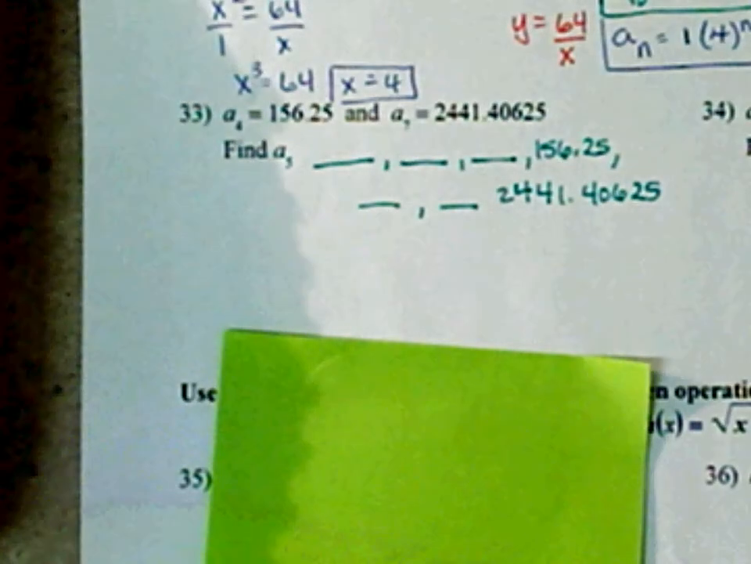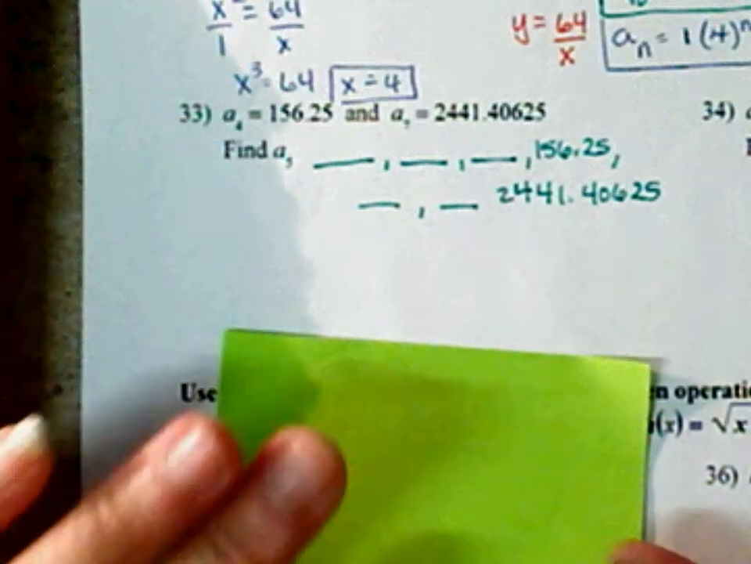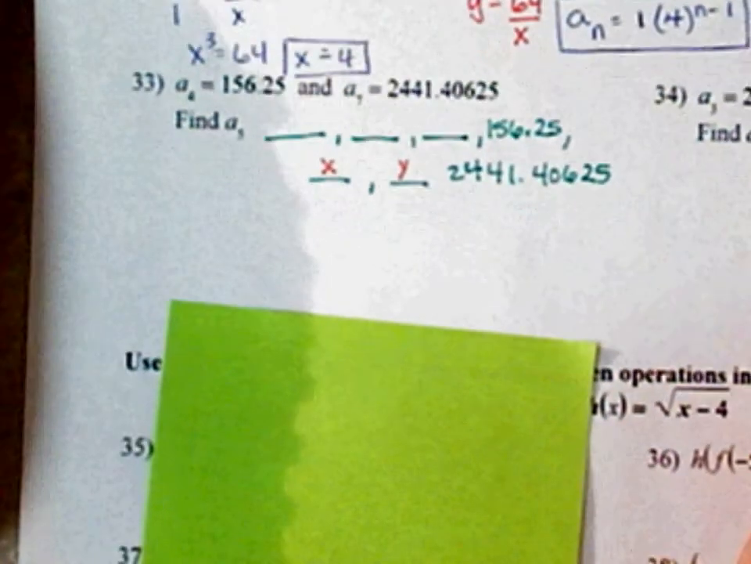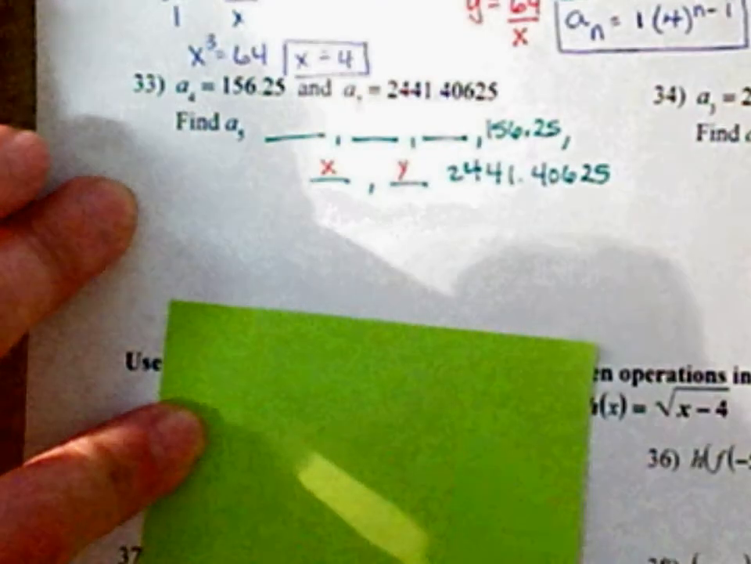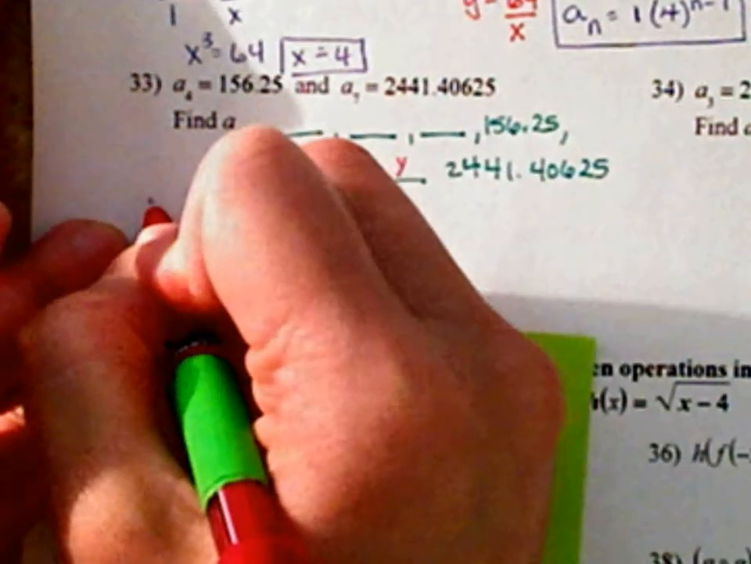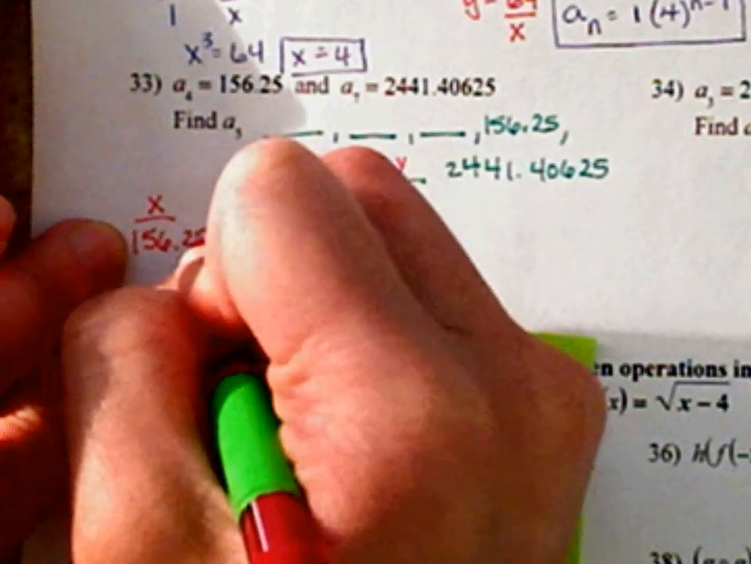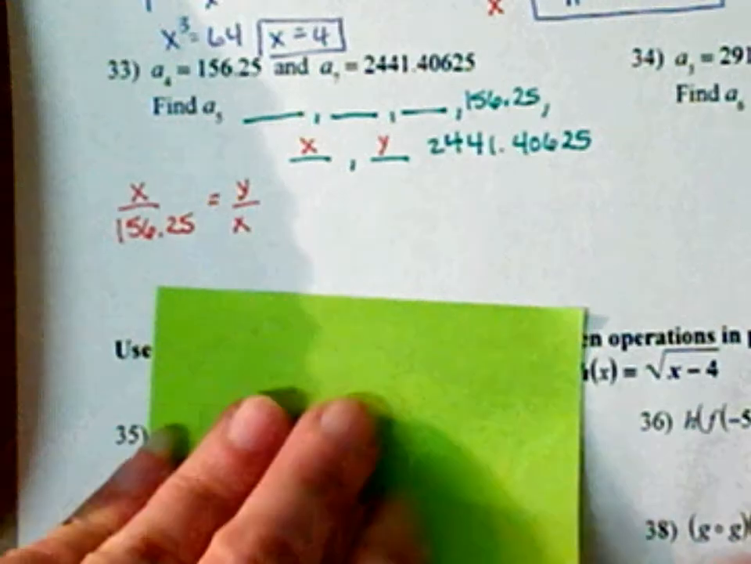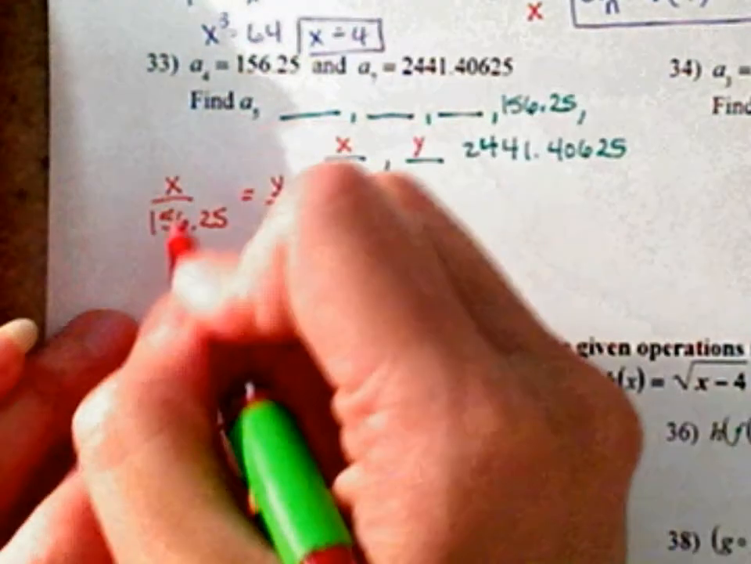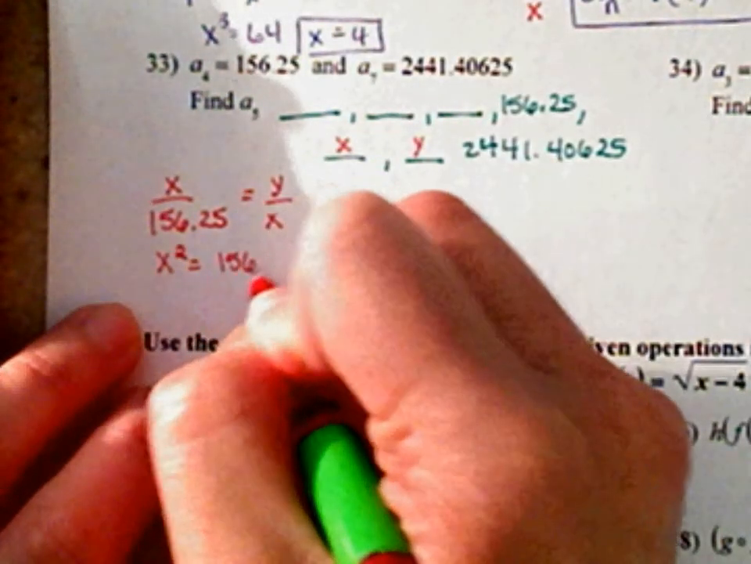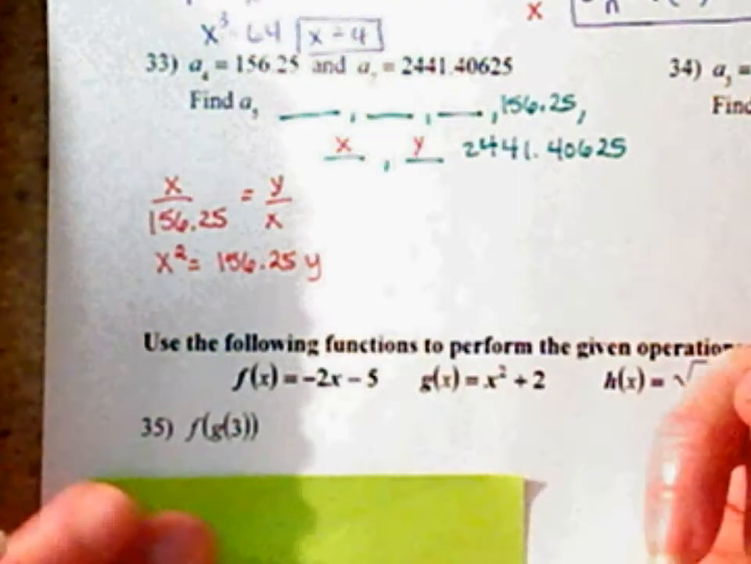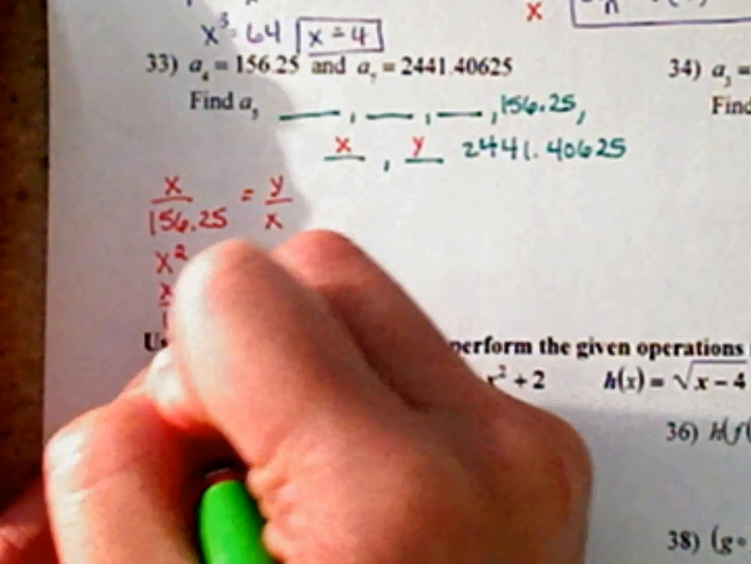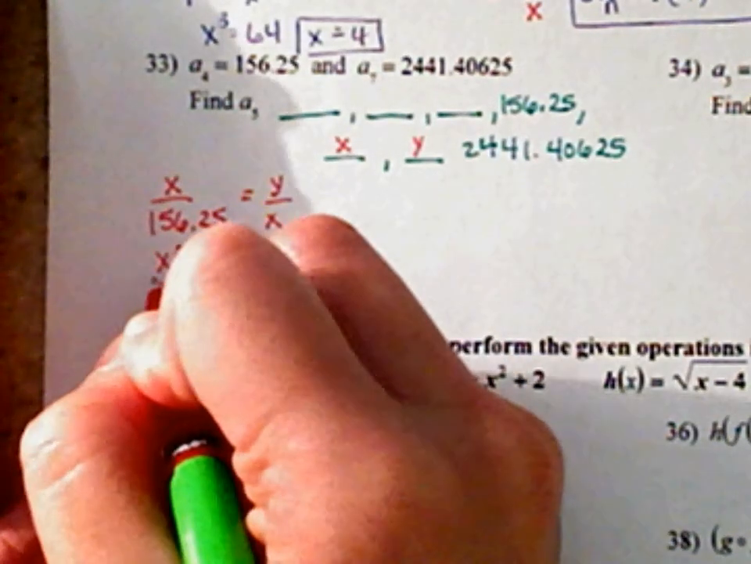All right, so what you are going to do first, I'm going to call this my X and this one my Y, just like number 31, okay? Don't worry, it's just a decimal. Don't be scared of it. So we're going to put X over 156.25 is equal to Y over X. See that right there? Cross multiply. So now you have X squared is equal to 156.25 times Y. Okay? Divide by that, so Y is equal to X squared divided by 156.25. This one you want to remember.